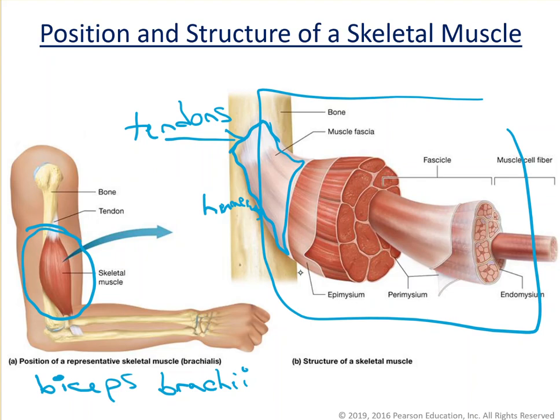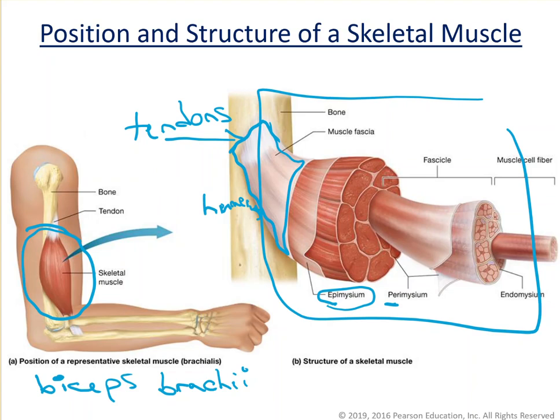Here, I want you to know that this external covering, the outermost covering of the muscle, is called your epimysium, and it is continuous with the tendon. So it will connect directly with the tendon, holding it to the bone. Okay, so your epimysium is the outermost. Perimysium is underneath your epimysium, and it's actually what covers something called fascicles.